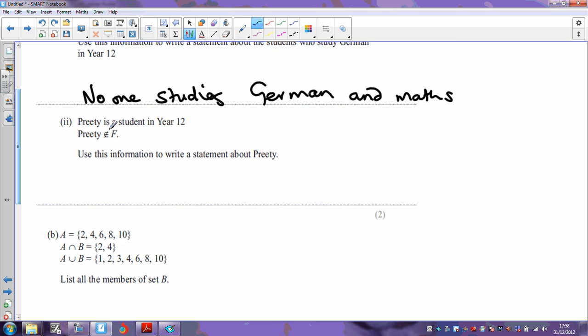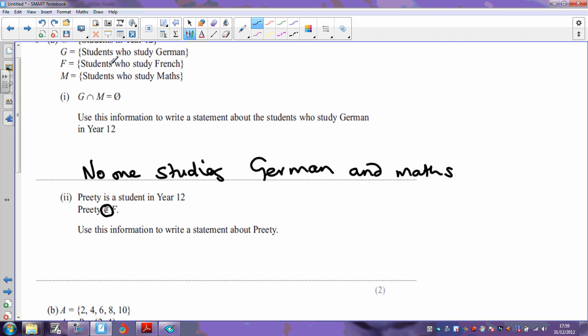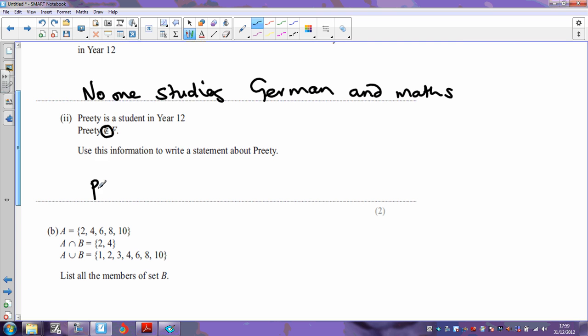Okay, next bit. Preeti is a student in year 12. Preeti, this symbol means is not an element of set F. In other words, Preeti is not amongst the students who study French. In other words, Preeti doesn't study French, or doesn't do French, something along those lines. Doesn't do French, that would do.